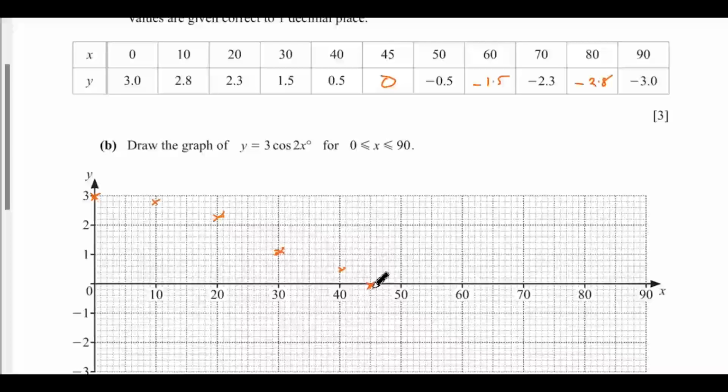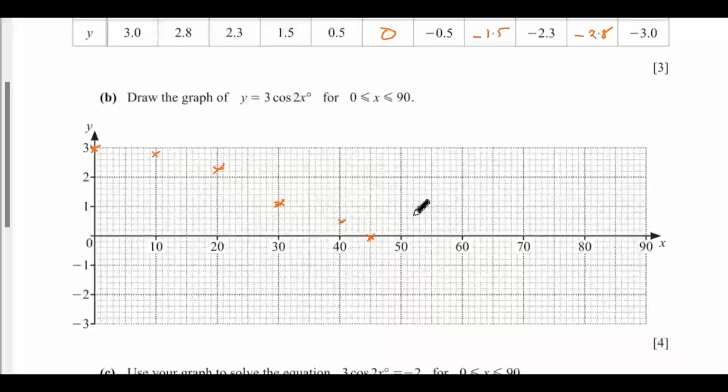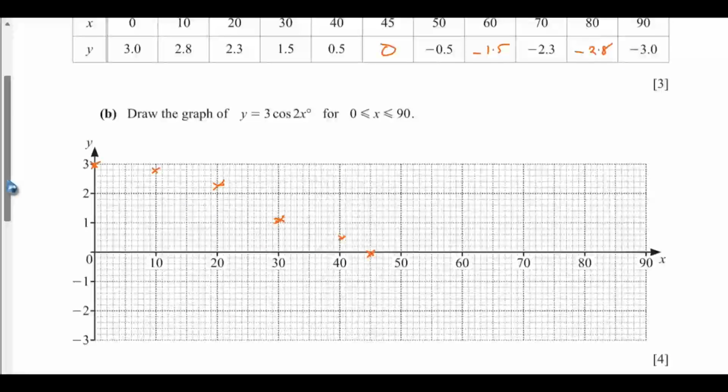When it is 50, then it is negative 0.5. So we need to go to the negative values of y. Let me scroll up a little bit so that we can see. Good. So when x equals 50, y equals negative 0.5. This is 0.2, 0.4. So it will be in between this and this, somewhere here. Okay, let's correct that. 0.2, 0.4. So it will be in between this and this.